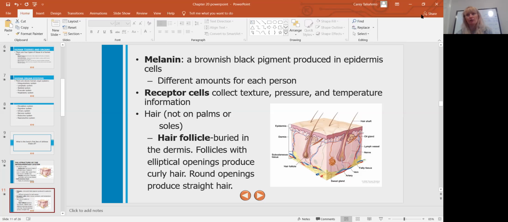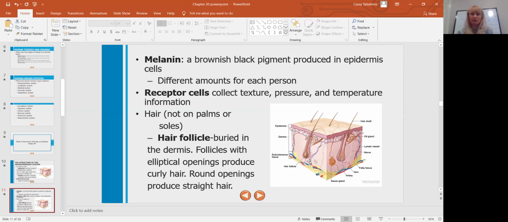And you have hair, which is everywhere on your body except 2 places: the palms of your hands and the soles of your feet. The hair is made up of kind of 2 broad parts. You have the shaft, which comes through the epidermis. That's the hair that you see, but there's a whole lot of hair that you don't see. And that comes through the epidermis into the dermis, and then it starts at the hair follicle, which is very deep in the dermis.